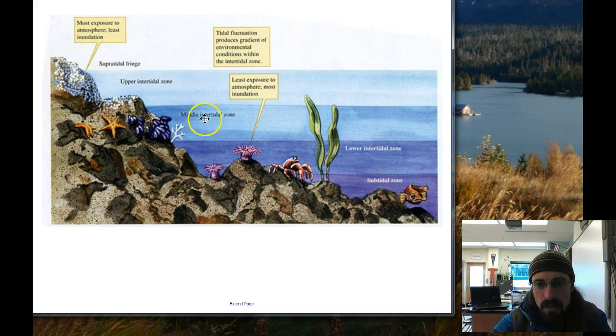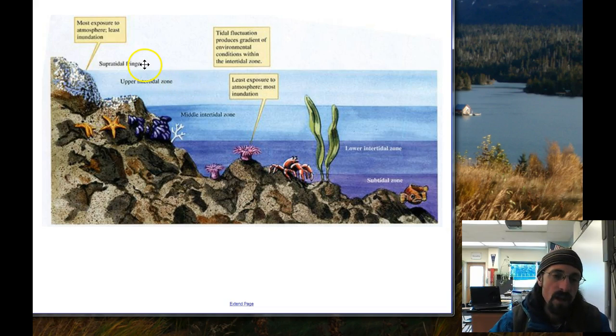You get into a middle intertidal zone, and that's where you find it's not quite equal time in and out of the water, but it's getting closer to that. The upper intertidal zone is mostly out of the water most of the time, but occasionally it gets inundated, which means you can't find trees here. You can't find terrestrial organisms that can't have salt in them.